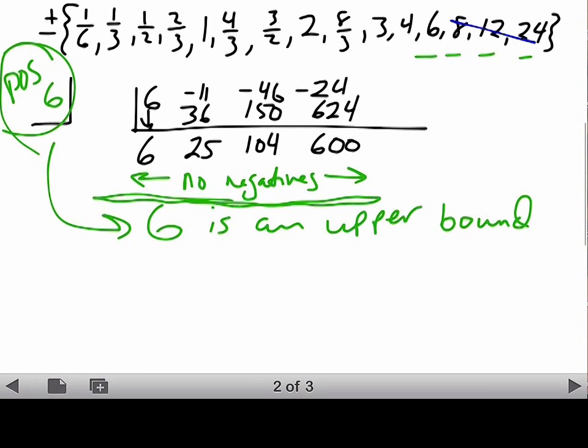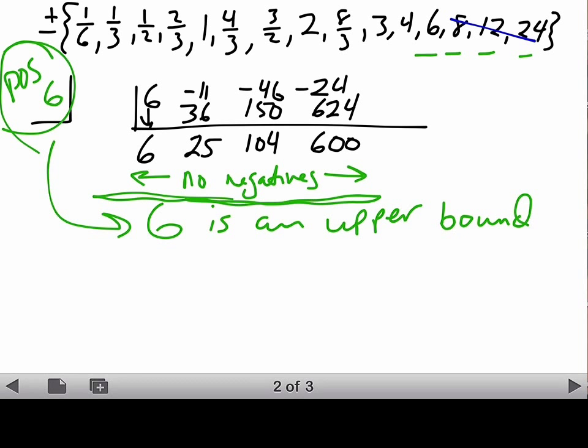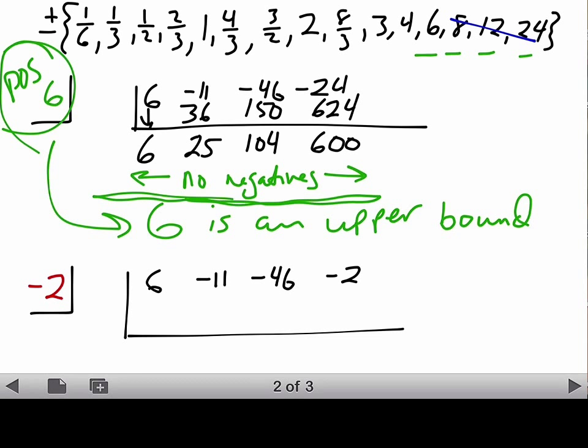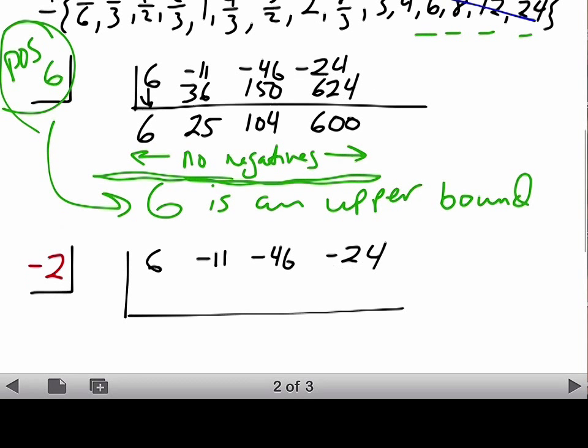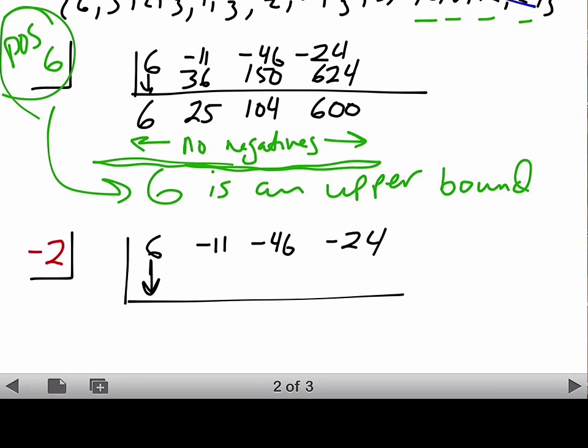For a lower bound, we define that to be a negative number. And I'm going to put negative 2 in the penalty box. Why am I choosing negative 2? Again, I know how this movie ends. 6, negative 11, negative 46, negative 24. Synthetic division. It's a good thing we don't have to use long division, isn't it?